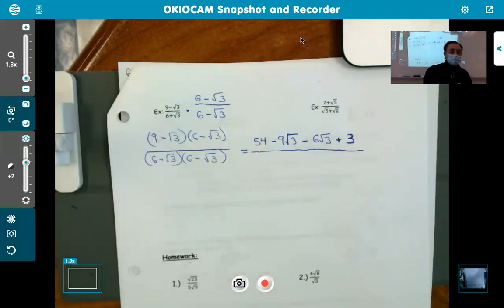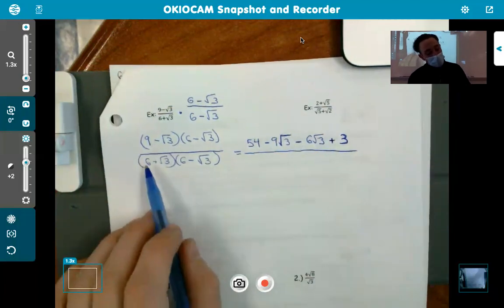Are there any questions about how I got those values in my numerator? So how I simplified that so far by FOILing? Everybody good? In my denominator, I have to FOIL as well.